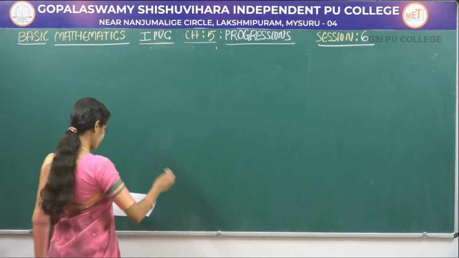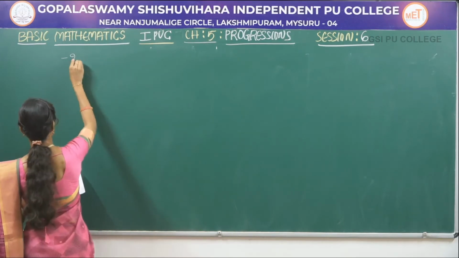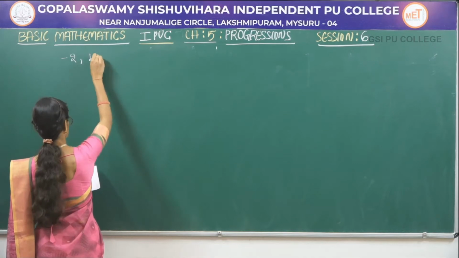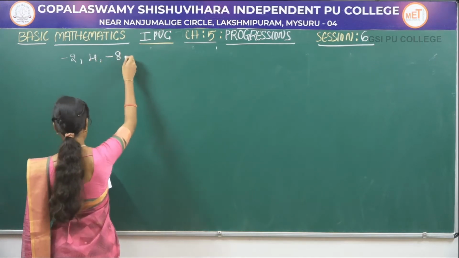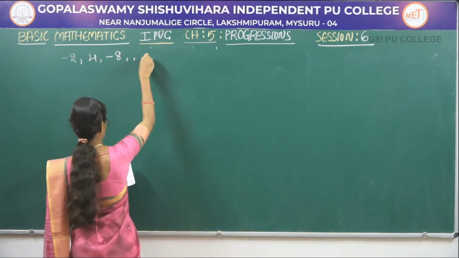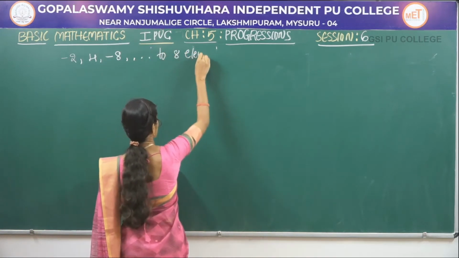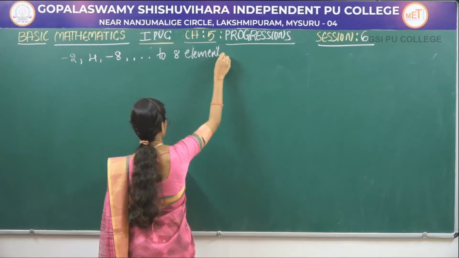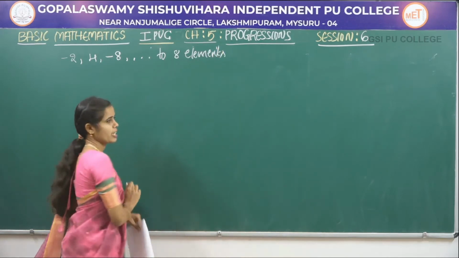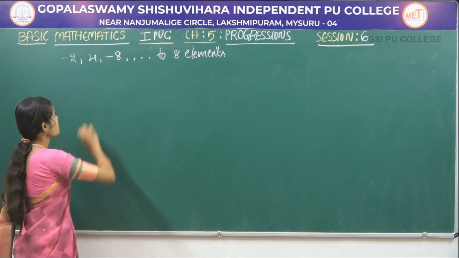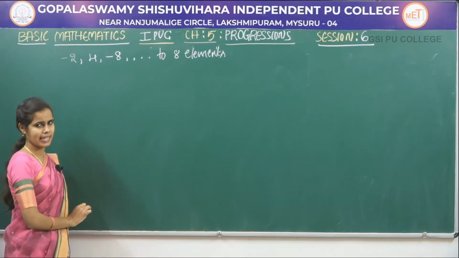Next problem, second one: -2, 4, -8, etc. up to 8 elements. So here we want to find the sum of the first 8 terms of the given sequence -2, 4, -8, etc.